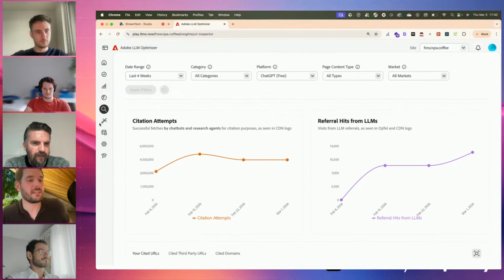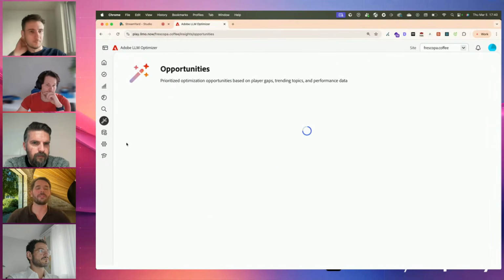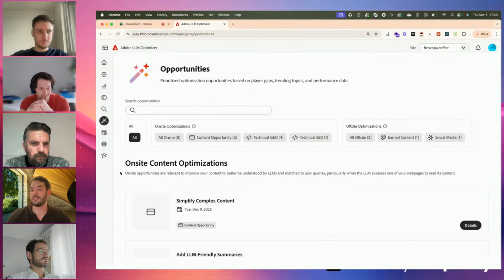We have a lot of data that is available. The nice thing is that if you're not interested in seeing that much data and getting anxious about it, you can just skip it and go into opportunities. What we do in opportunities is one of the key parts of LLM Optimizer, which is that all the data you previously saw, we use it and more to be able to identify opportunities for improvement.